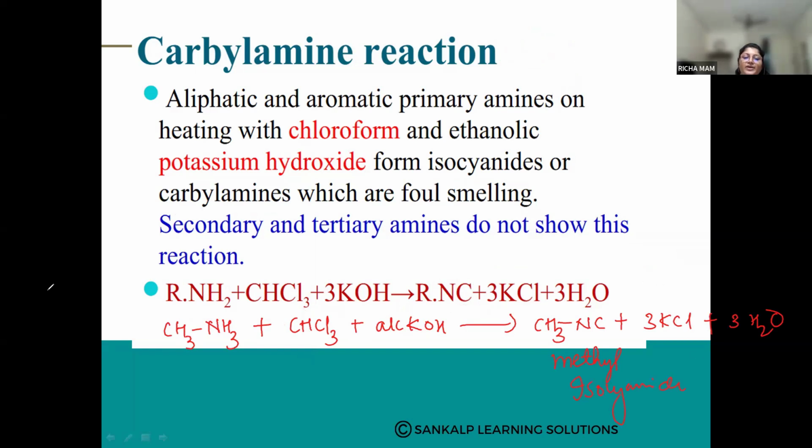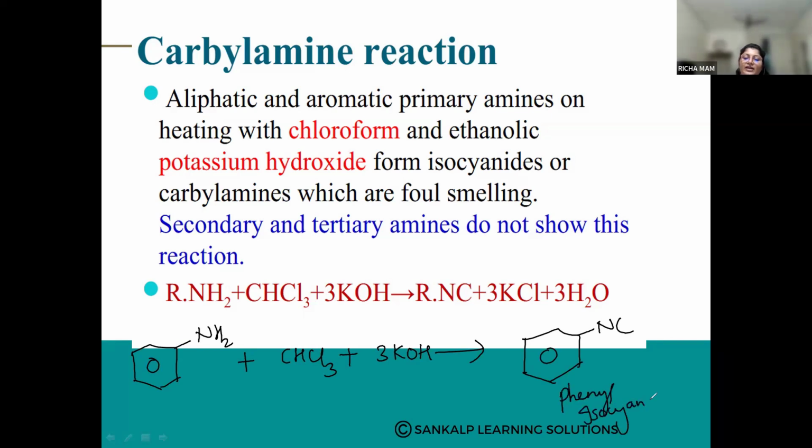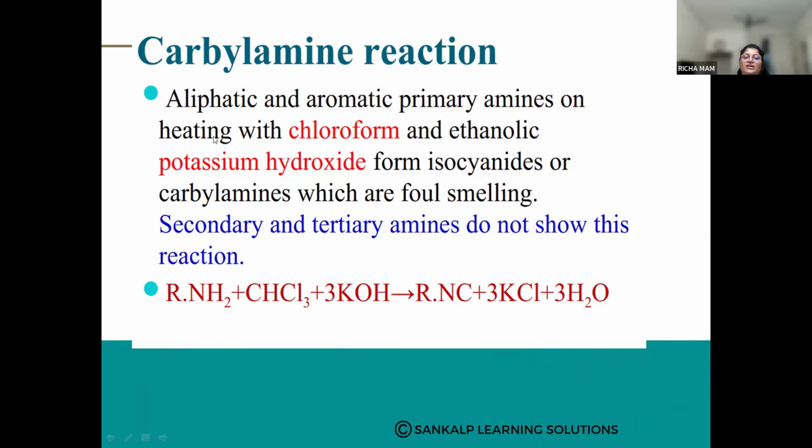One more example, with respect to aromatic amine. Let me take aniline plus CHCl3 plus 3KOH. What am I going to get? Phenyl isocyanide plus 3KCl plus 3H2O. So remember that only primary aromatic or aliphatic amines will undergo the carbalamine reaction. Secondary and tertiary will not undergo this reaction.